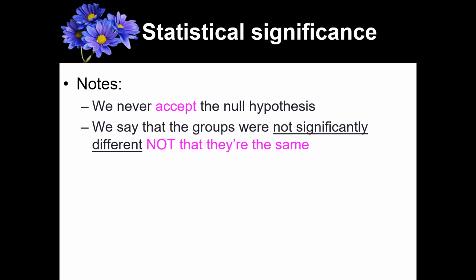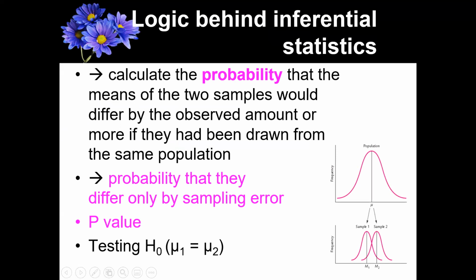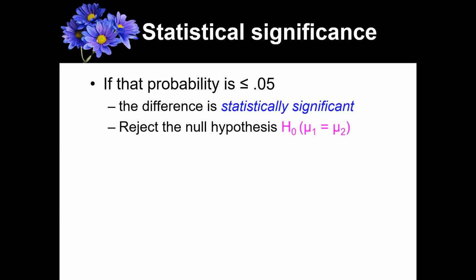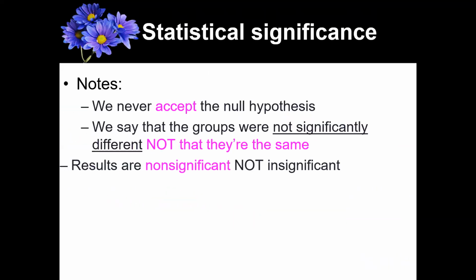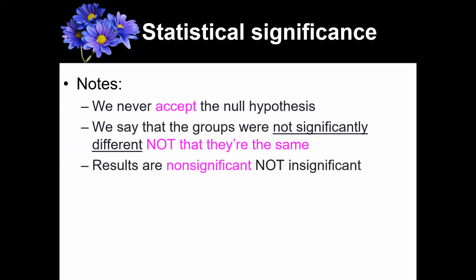We also don't say that the groups were the same unless they happen to be exactly the same, which is unlikely. We just say that they're not significantly different. Okay. So, like I said earlier, the sample means are not going to be exactly the same. So that's why it's not really accurate to say they're the same unless they happen to be, which is unlikely. But we just say that they're not significantly different. Because again, chances are they will be slightly different. Just the question is, are they different enough to indicate that the population's actually different? Okay.